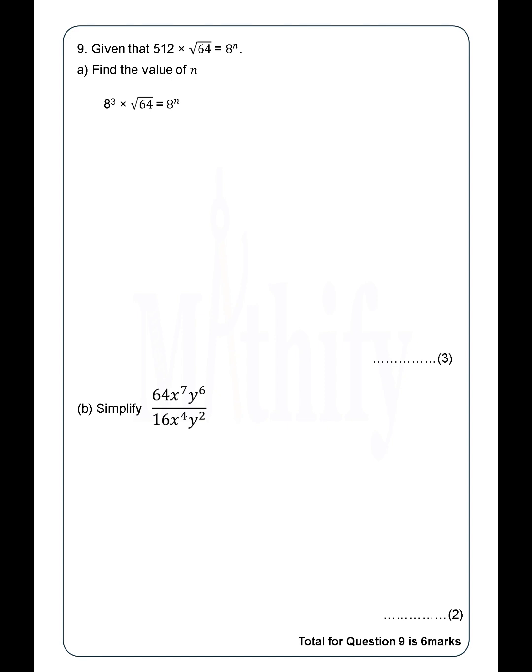Now, square root 64. We know that square root 64 is equal to 8. We know that 64 can be written into 8 squared, but there's a small catch.